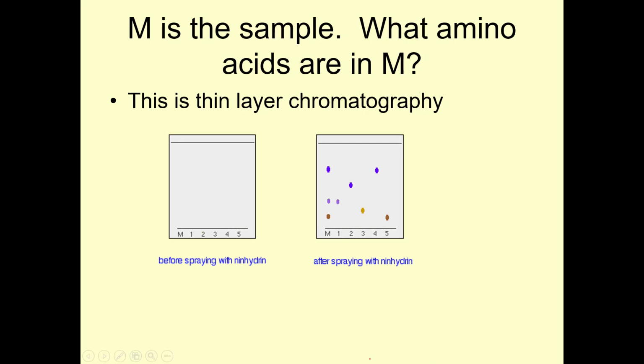So M is the sample here. M is my sample of protein. Amino acids make a protein. What amino acids are in M? This is thin layer chromatography. So you put it in there, you wait for 20 minutes, and it's like, oh, it didn't work. Then you spray it with ninhydrin, and you see probably 3 or 4 different colors.